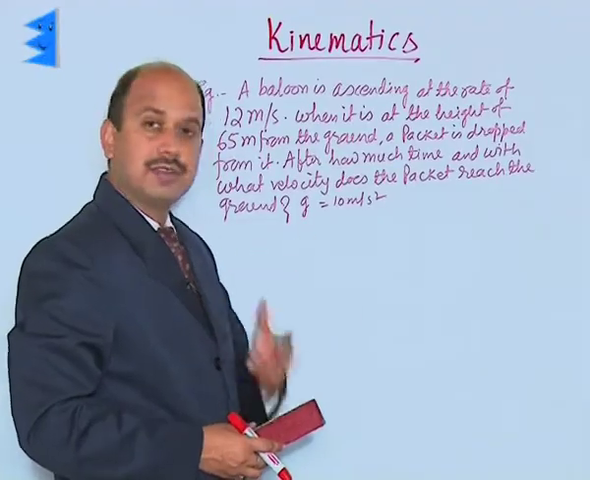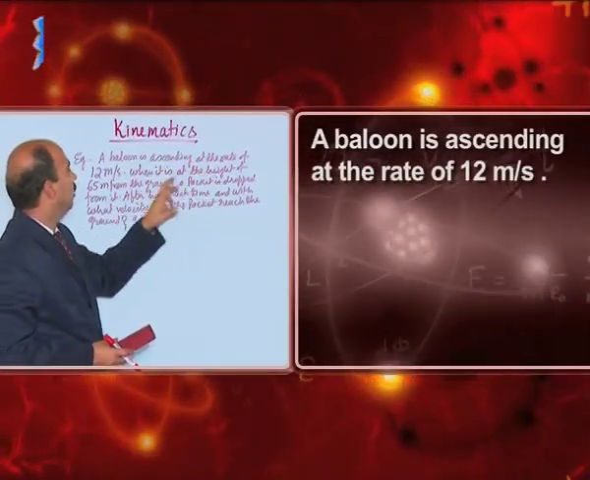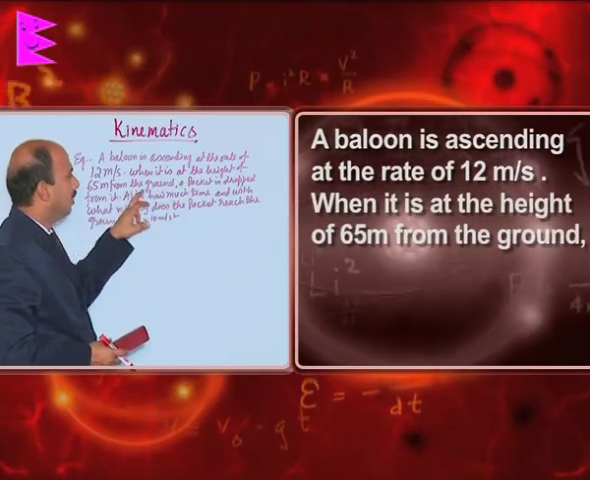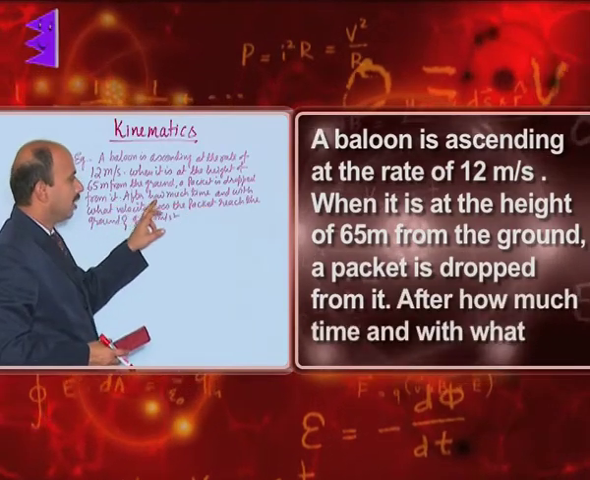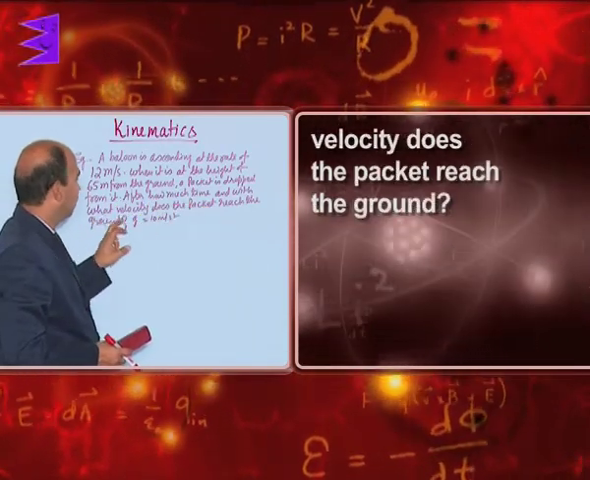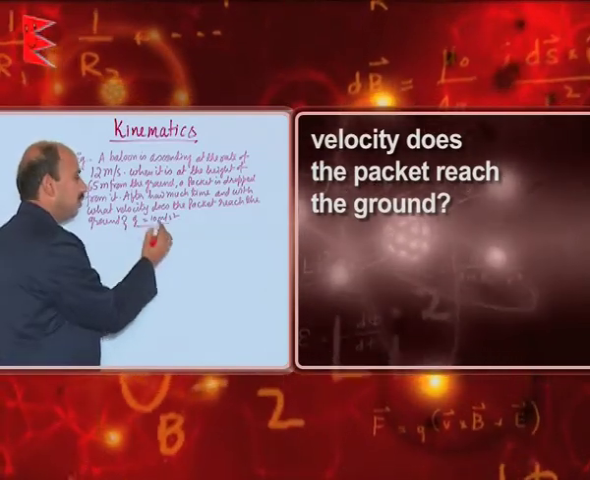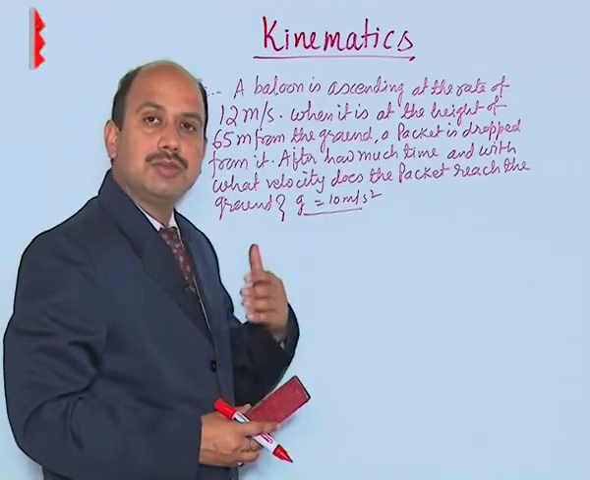So, see next example. In this example, a balloon is ascending at the rate of 12 meter per second when it is at the height of 65 meter from the ground. A packet is dropped from it. After how much time and with what speed does the packet reach the ground, where the value of g is given to you. So, this question also can be taken like with respect to helicopter.